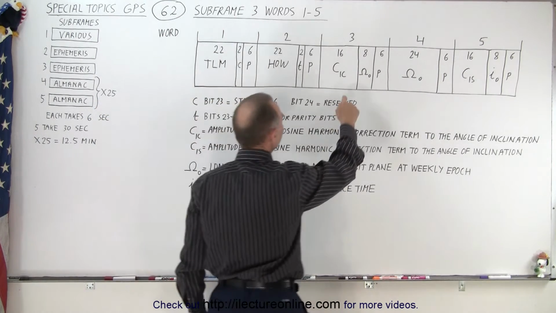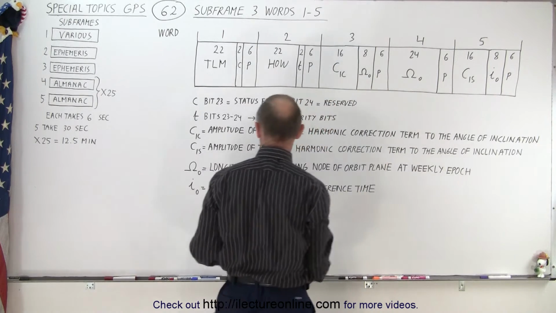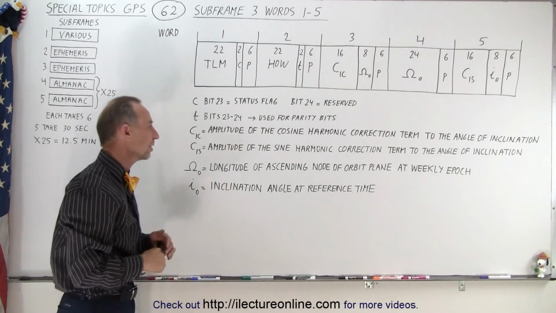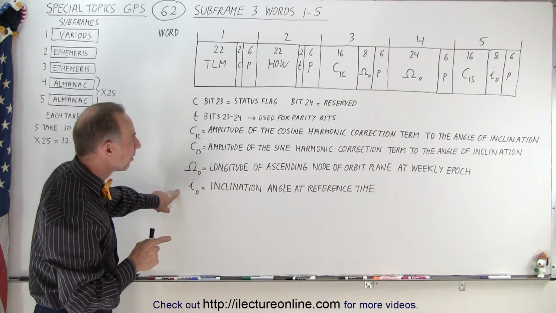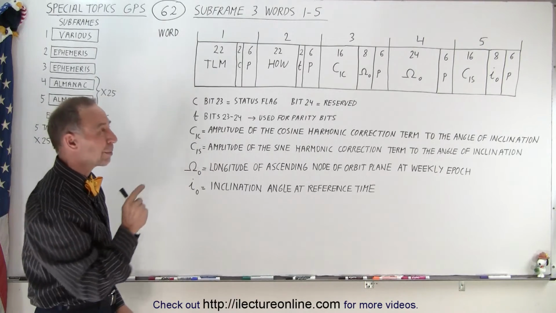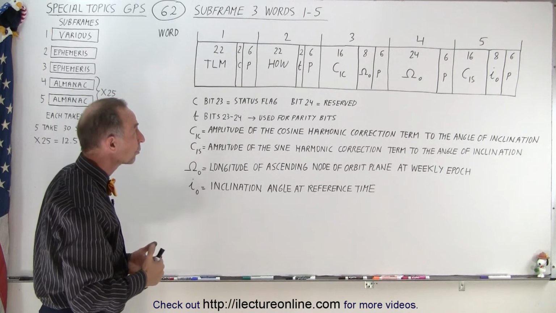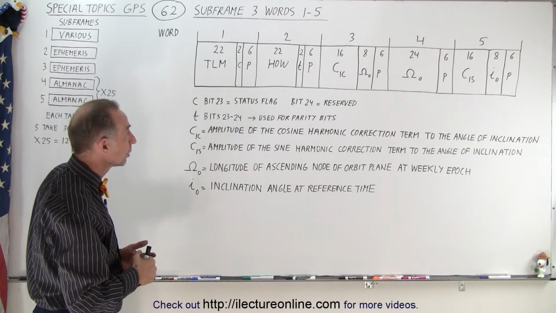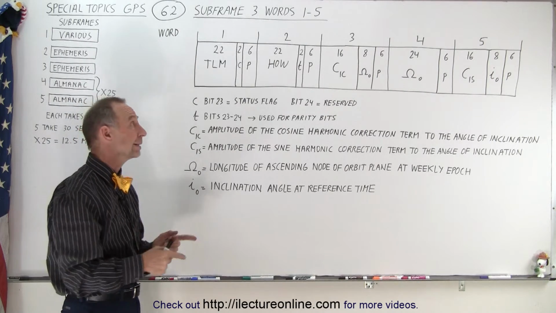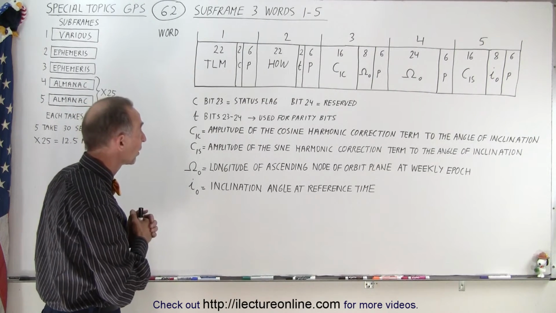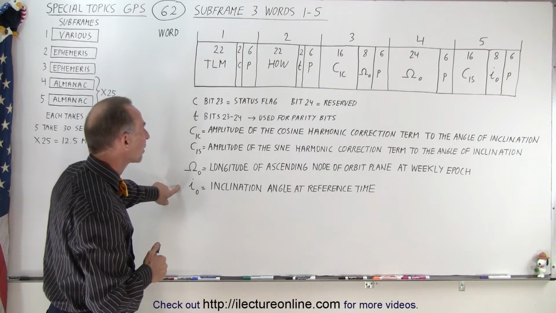Notice that we have a lot of bits associated with this variable right here. That's 8 plus 24, which is 32 bits for the longitude of the ascending node. And we have 8 bits. Ooh, wait a minute. I have the impression that we probably have additional bits on word 6. So I would say that's probably also a 32-bit word, or I should say a 32-bit variable. We'll find out when we start talking about the next 5 words in subframe 3. So that's the inclination angle at reference time.